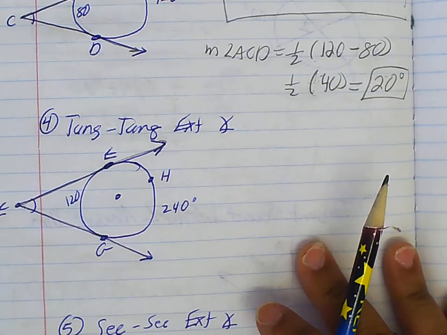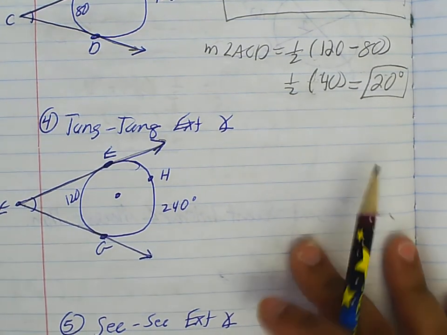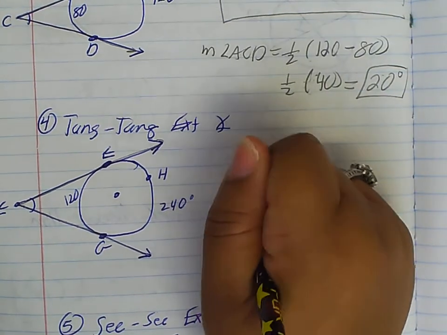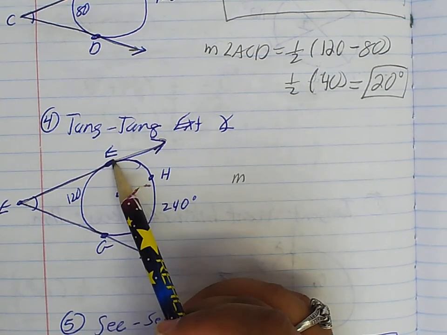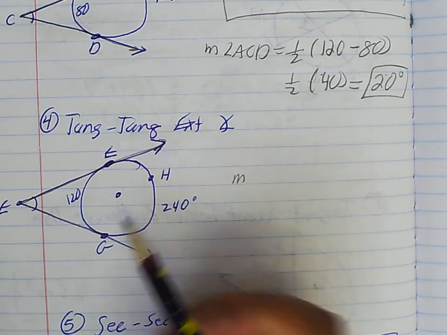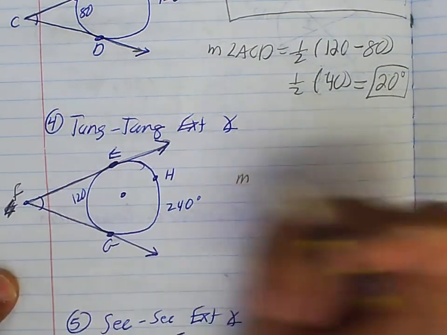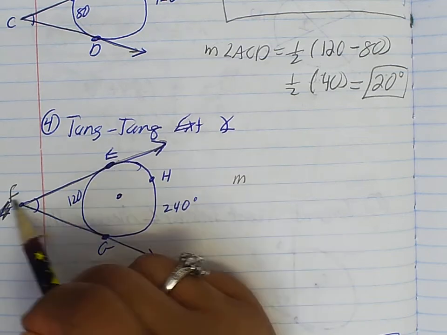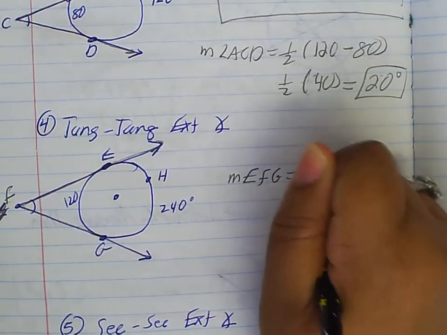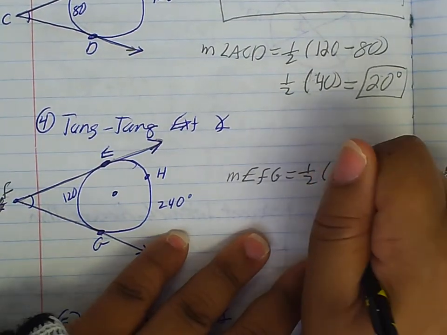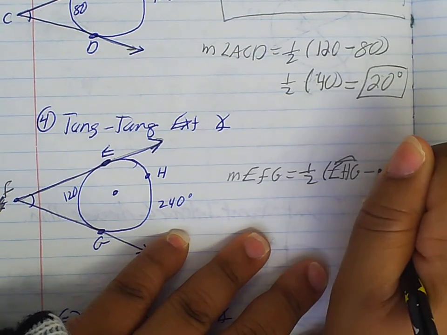This one's called tangent. Tangent is pretty much the same thing, except you have a major arc minus a minor arc. So to find the angle, let's say I wanted to find the measure of angle E. Oh, I wrote E twice. I'm sorry about that. This should be F. Okay, so if I want to find the measure of angle EFG, it's 1/2, just like you did before, except you're going to have a major arc minus a minor arc.